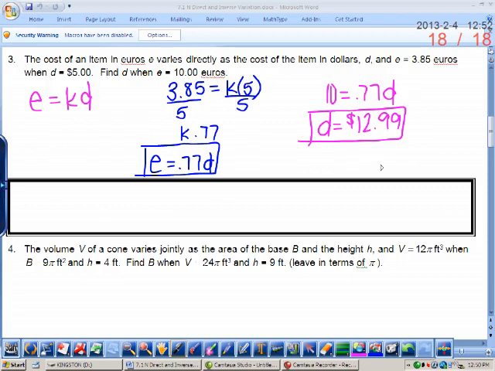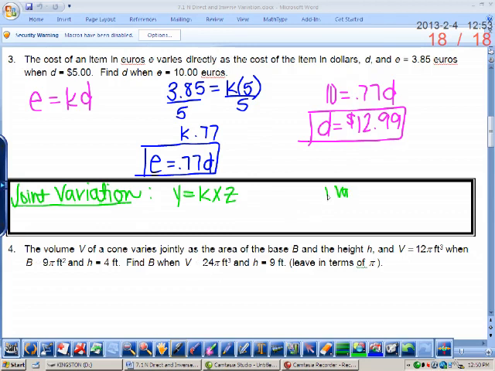Okay, a special version of direct variation is called joint variation. All right, and joint variation is given by the equation y equals k times x times z. So joint variation basically means y varies directly with x and with z.